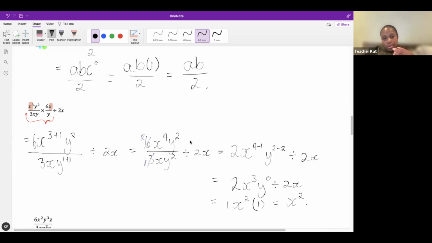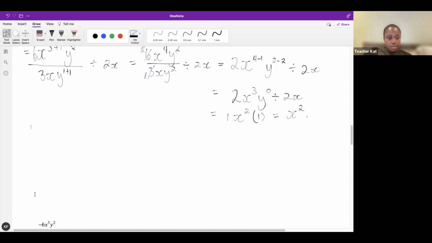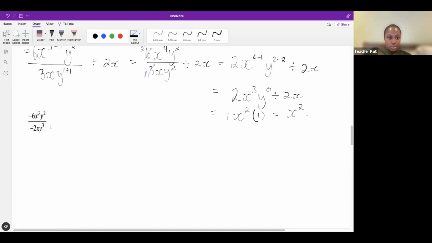Hopefully, I didn't lose anyone along the way. Hopefully. Okay, this one is too easy for us in here. So I'm going to take this one. At least it has a different symbol, right? We've been working with positives this whole time.